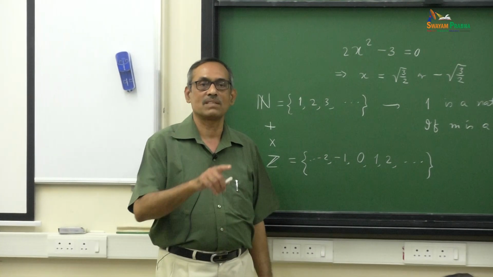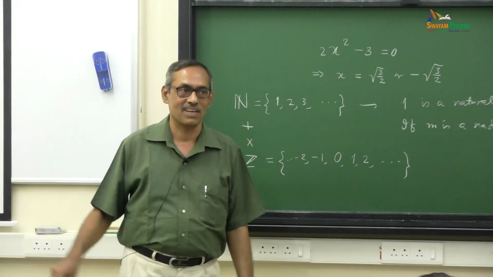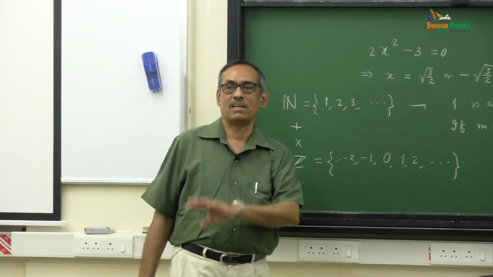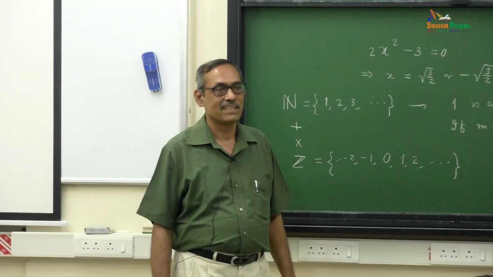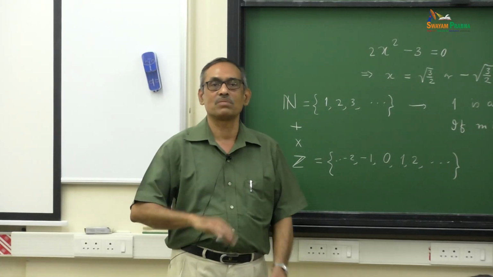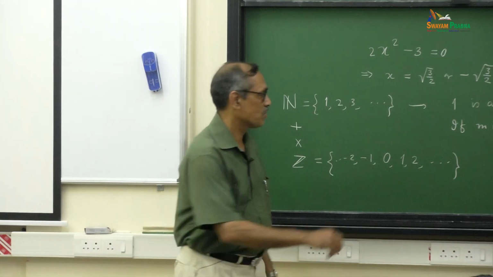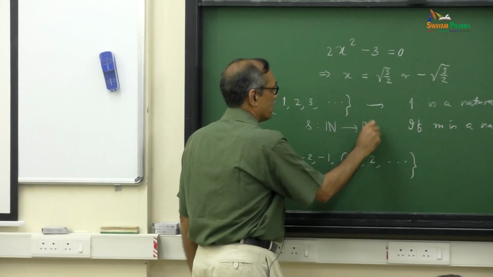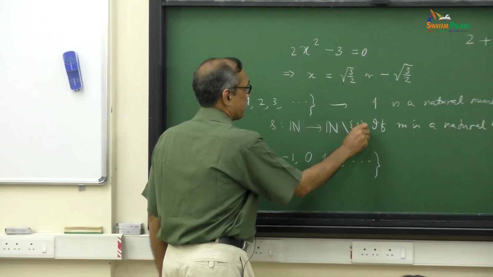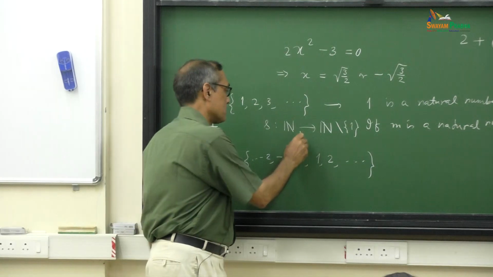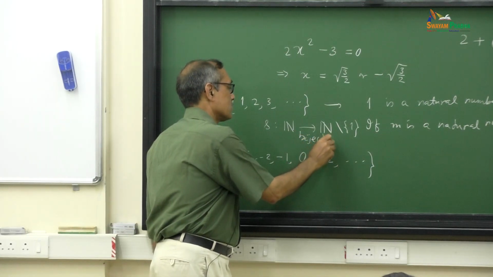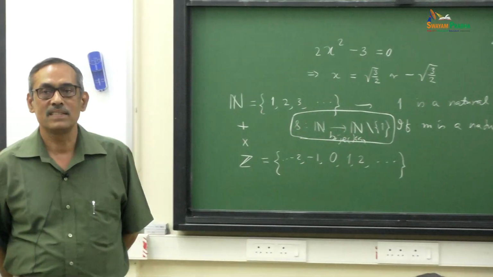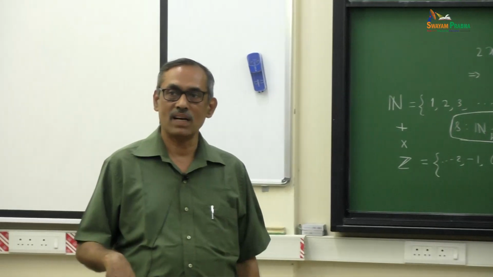So instead of assuming all these infinite things, there are infinite assumptions here: 1 is a natural number, 2 is a natural number, 3 is a natural number. Everything I have to say it is a natural number. Right? Instead of that, what will I say? I will say 1 is a natural number. Start with that. Then I will say there is a function S defined over natural numbers, from N to N minus 1. It is a bijection. Only this much I need. It is a function which is a bijection, one-one and onto.